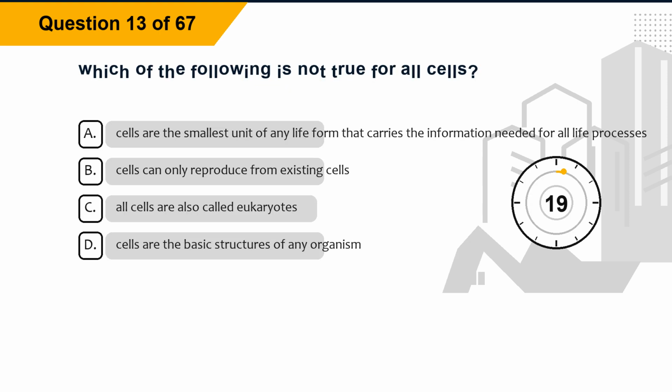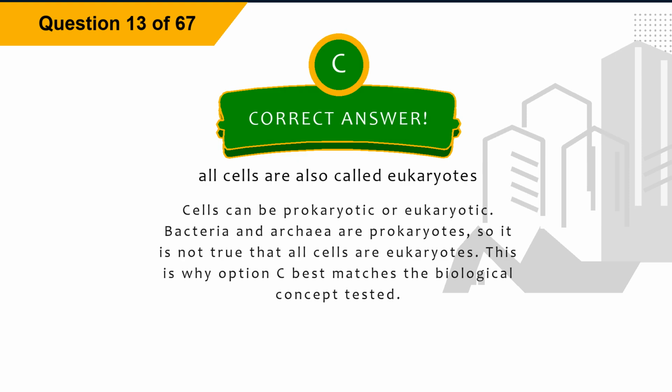Question 13. Which of the following is not true for all cells? Option A, cells are the smallest unit of any life form that carries the information needed for all life processes. Option B, cells can only reproduce from existing cells. Option C, all cells are also called eukaryotes. Option D, cells are the basic structures of any organism. The correct answer is option C, all cells are also called eukaryotes.